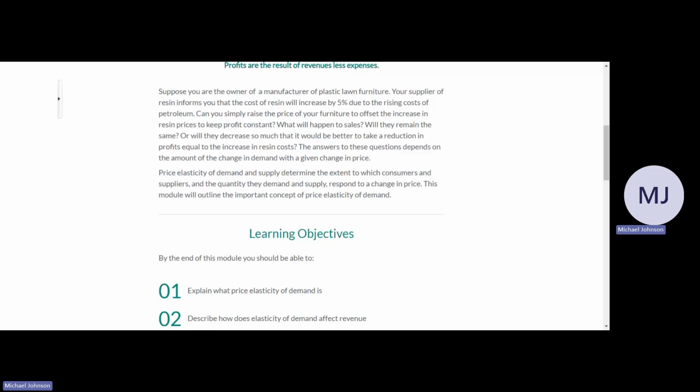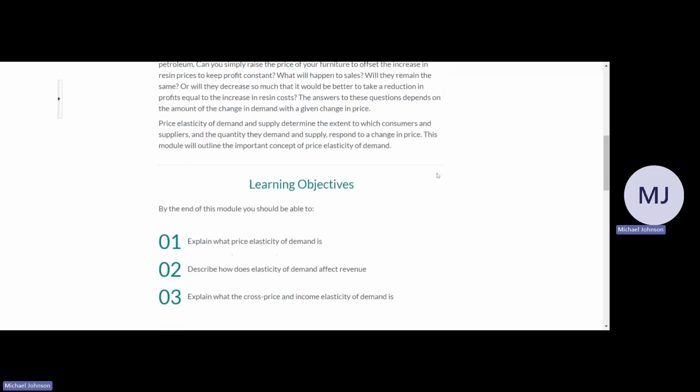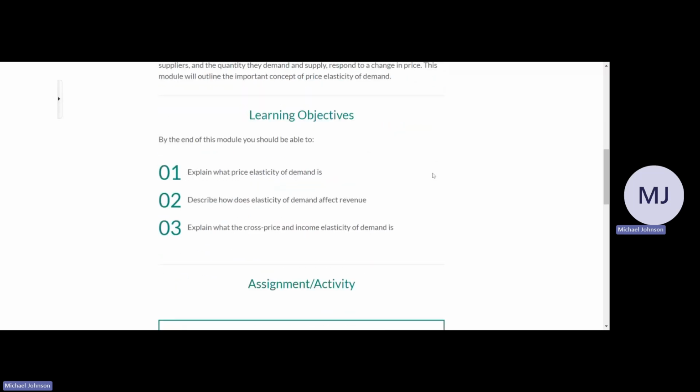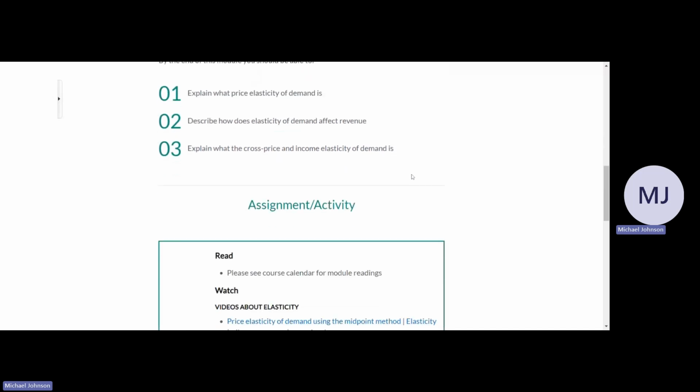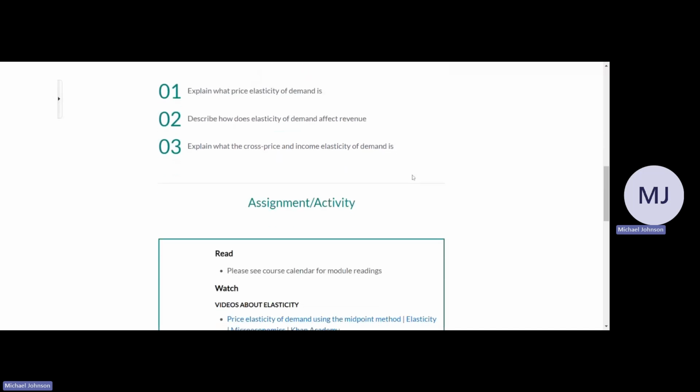So the answers to these questions depend on the amount of the change in demand with a given change in price. So price elasticity of demand and supply determine the extent to which consumers and suppliers, and the quantity of demand and supply, respond to a change in price. This module will outline the important concept of price elasticity of demand. So learning objectives will cover what price elasticity of demand is, describe how elasticity of demand affects revenue, and explain what the cross, price, and income elasticity of demand is.